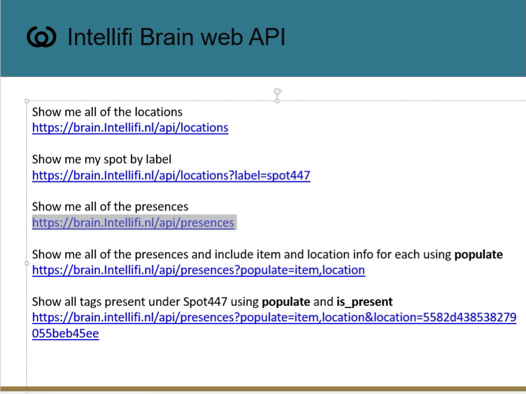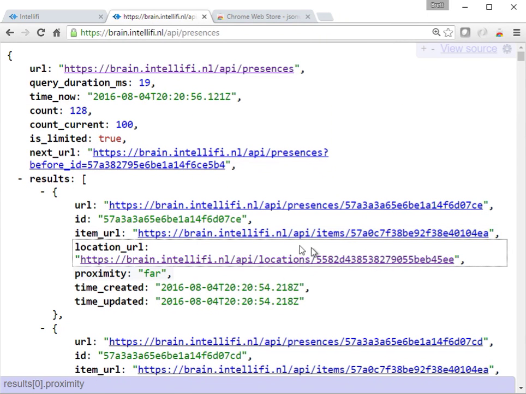So we can add additional information to that query by using the word populate and then the items that we're looking for. So we have populate equal item and location. That's going to bring back item and location information along with presences. So take a look at this. There's only 1, 2, 3, 4, 5, 6, 7, 8 lines here.